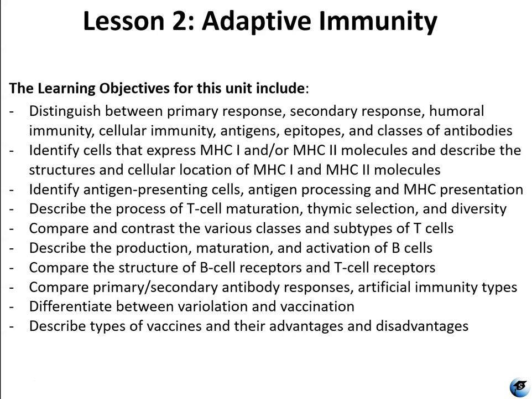We'll compare and contrast various classes of subsets of T cells, and we'll talk about production, maturation, and activation of B cells, the structure of B cell receptors and T cell receptors, primary and secondary antibody responses, artificial immunity types, variolation and vaccination, and finally types of vaccines and their advantages and disadvantages. There is a lot in this lesson.